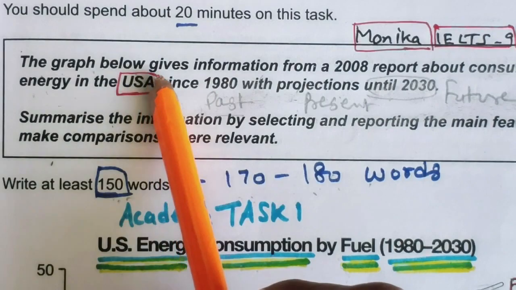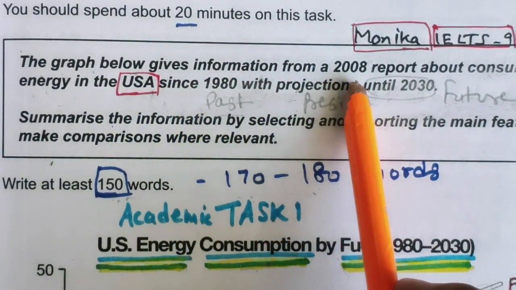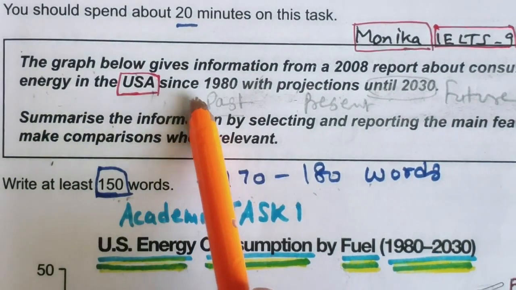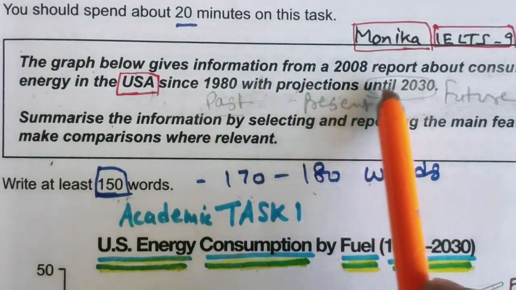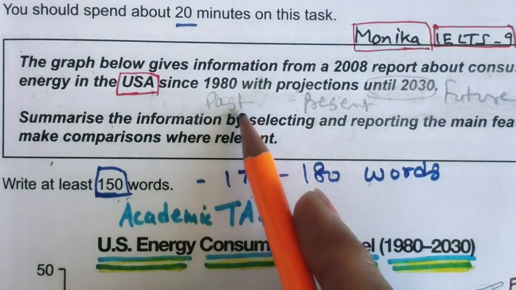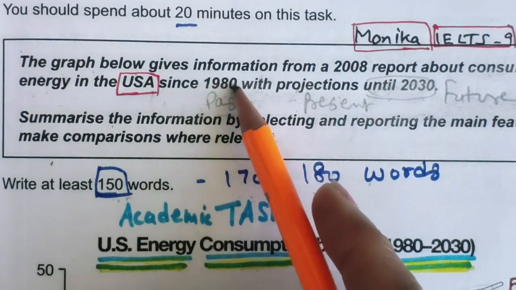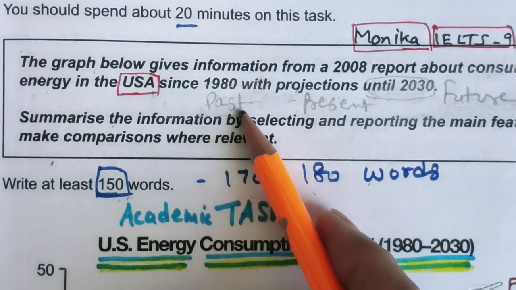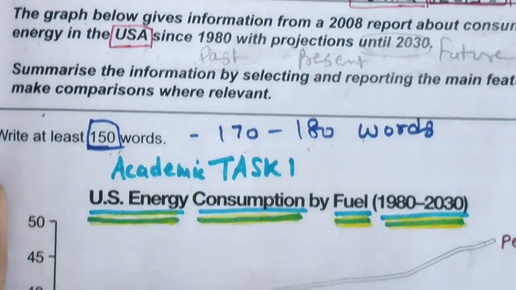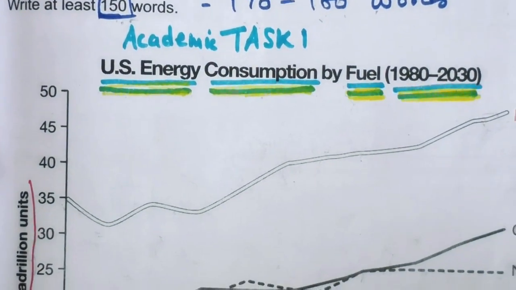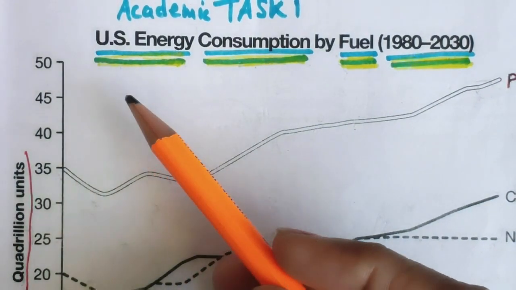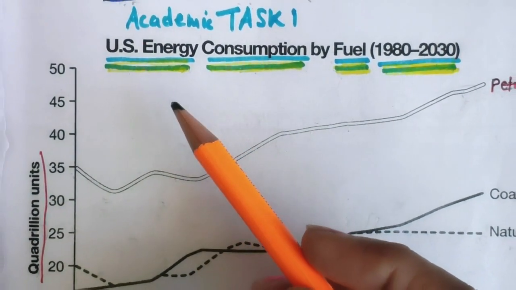The graph below gives information from a 2008 report about consumption of energy in the USA since 1980 with projections until 2030. It means we have to include the tense. Immediately we come to know that we will be writing in past, present, and future. Now the main important thing here is how to interpret and analyze the data given.